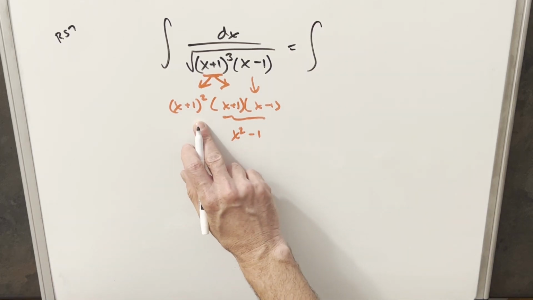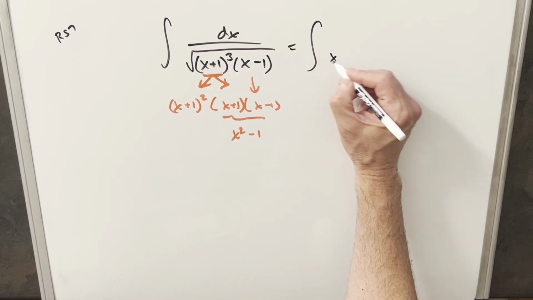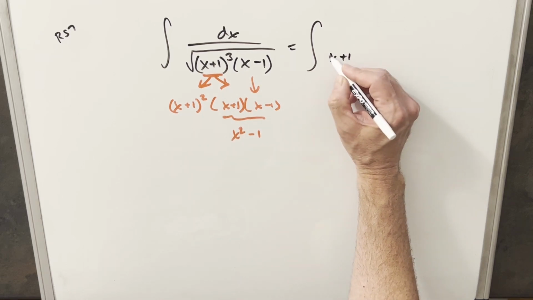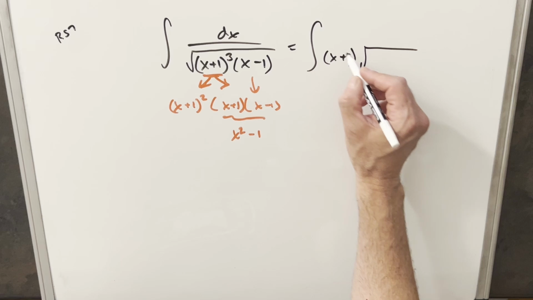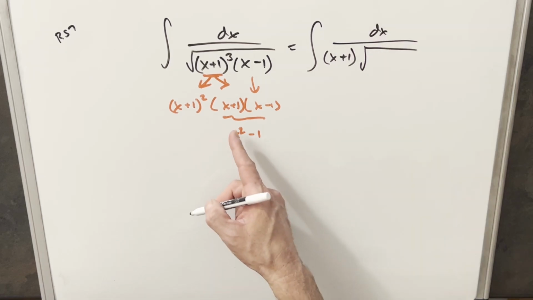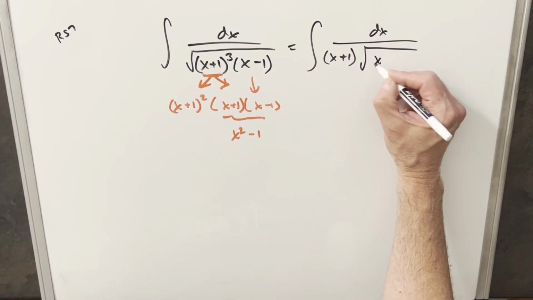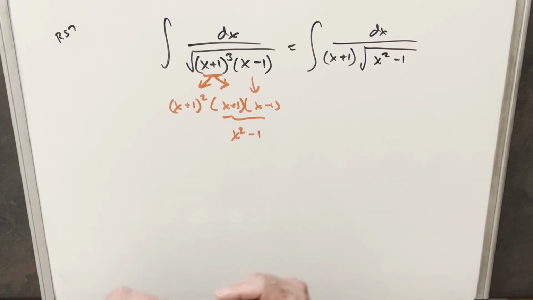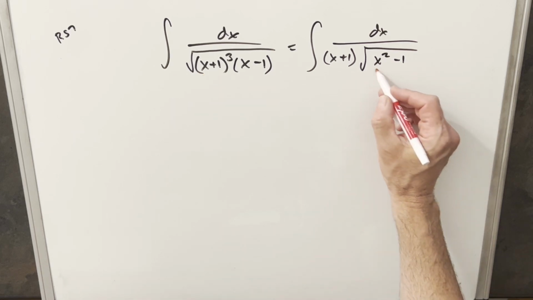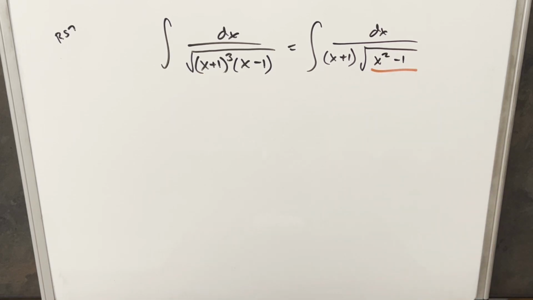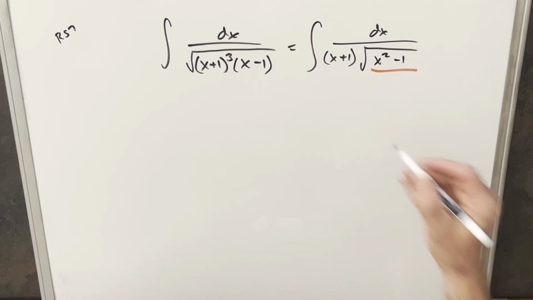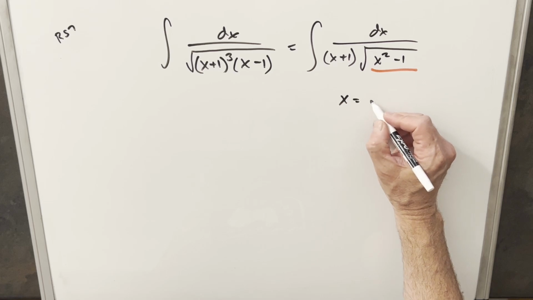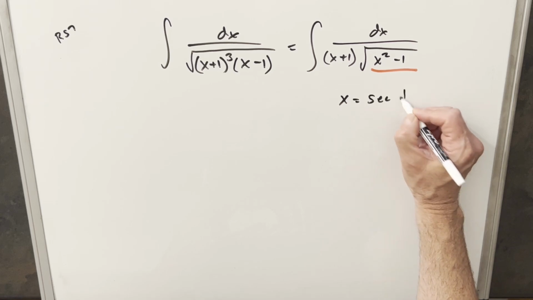With this (x plus 1) squared inside the square root, I'm going to bring it outside of the square root in the denominator. And so we'll write this here, and we'll have our square root, and then all we're going to have left is this x squared minus 1 inside the radical. So we'll write that and continue. At this point with x squared minus 1 inside the radical, this looks pretty good for a trig substitution. Because we have x squared minus 1, I'm going to make my substitution x equal to secant of t.